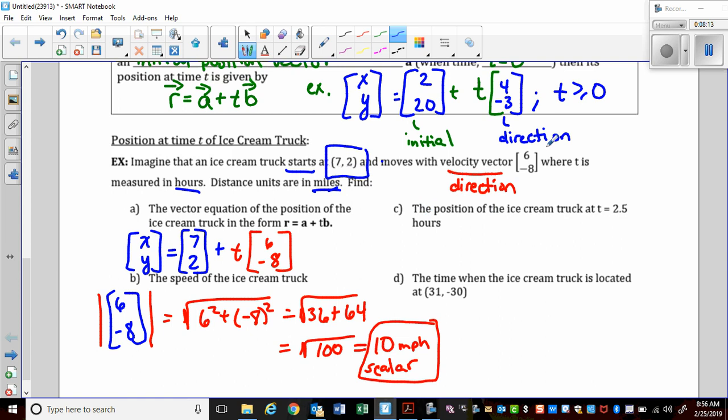C, it says find the position of the ice cream truck when our time is 2.5. Well, we can actually find out what our position is going to be when our time is 2.5. We have our equation. So what is x and y? What is my position when we have (7, 2) as my initial plus, well, my time is 2.5 times my direction, which is <6, -8>.